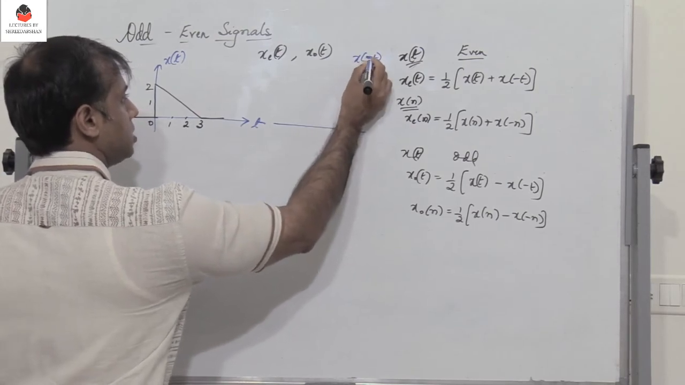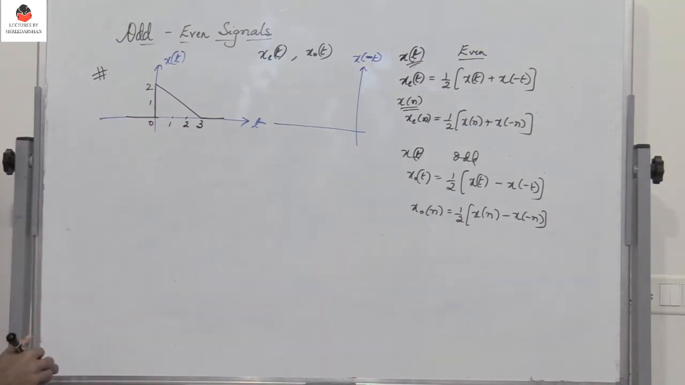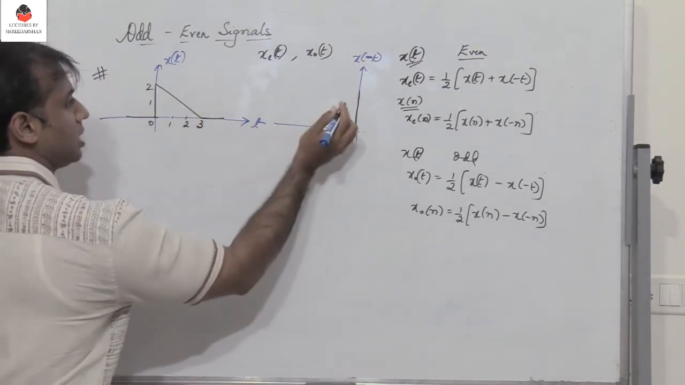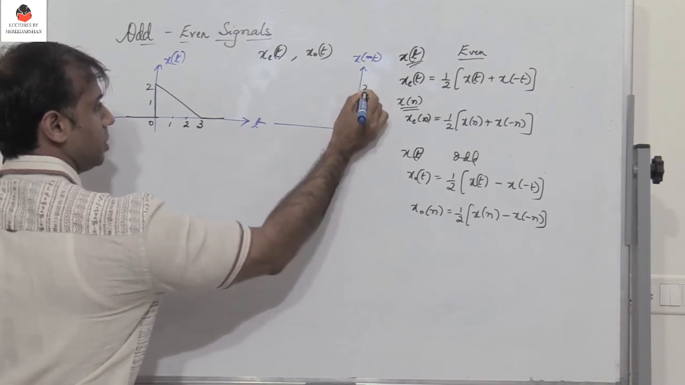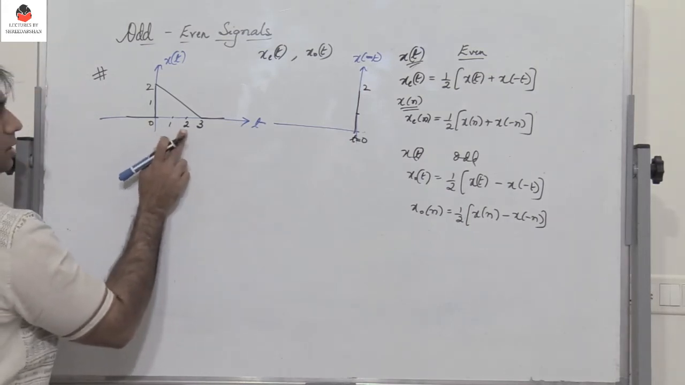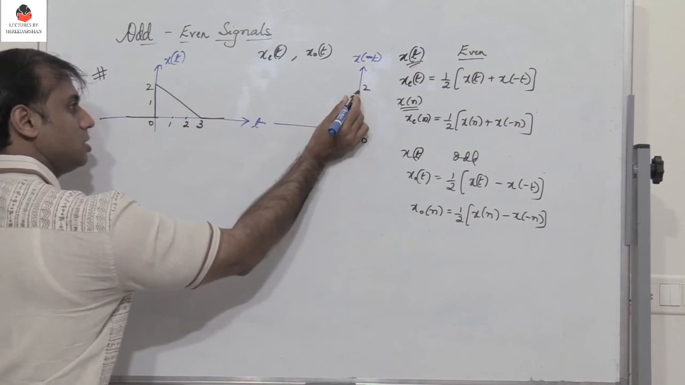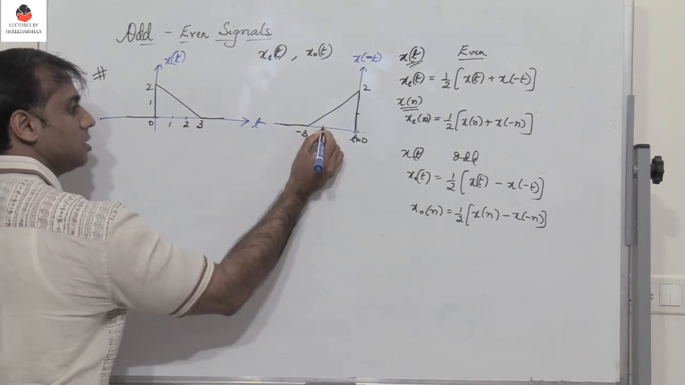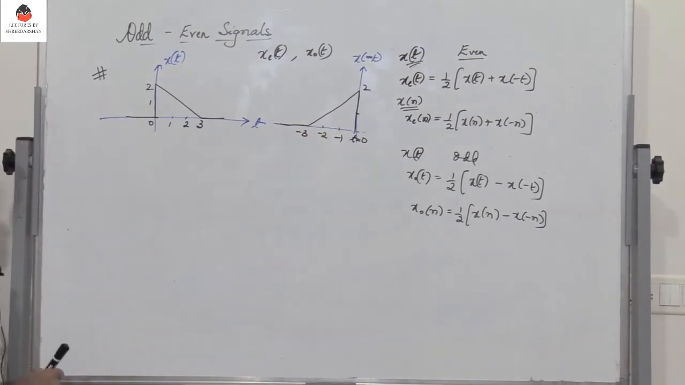Now x of minus t is nothing but the mirror image of the signal x of t on the other side of the vertical axis. So the signal has an amplitude 2 at t equal to 0. This is t equal to 0, it has an amplitude 2, and here the amplitude is 0 for t equal to 3. So in this case the amplitude will be 0 for t equal to minus 3. So it's going to be minus 2, minus 1. So this is going to be x of minus t.